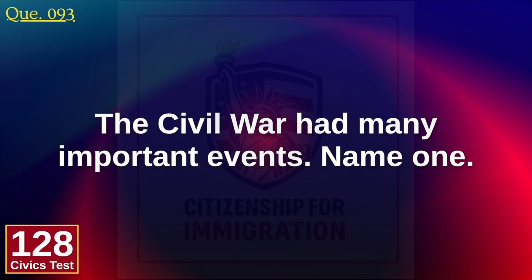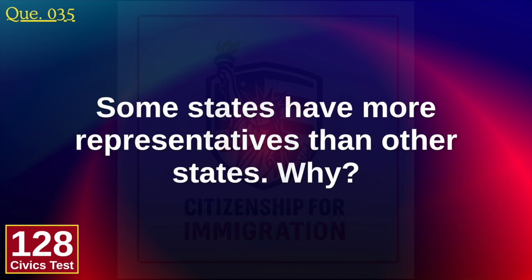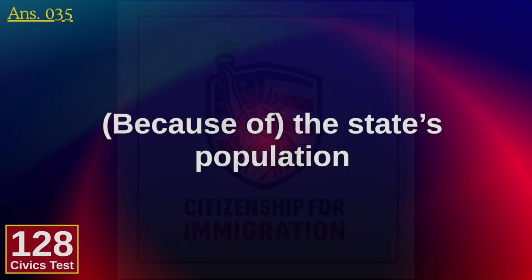The Civil War had many important events. Name 1. Battle of Fort Sumter. Some states have more representatives than other states. Why? Because of the state's population.